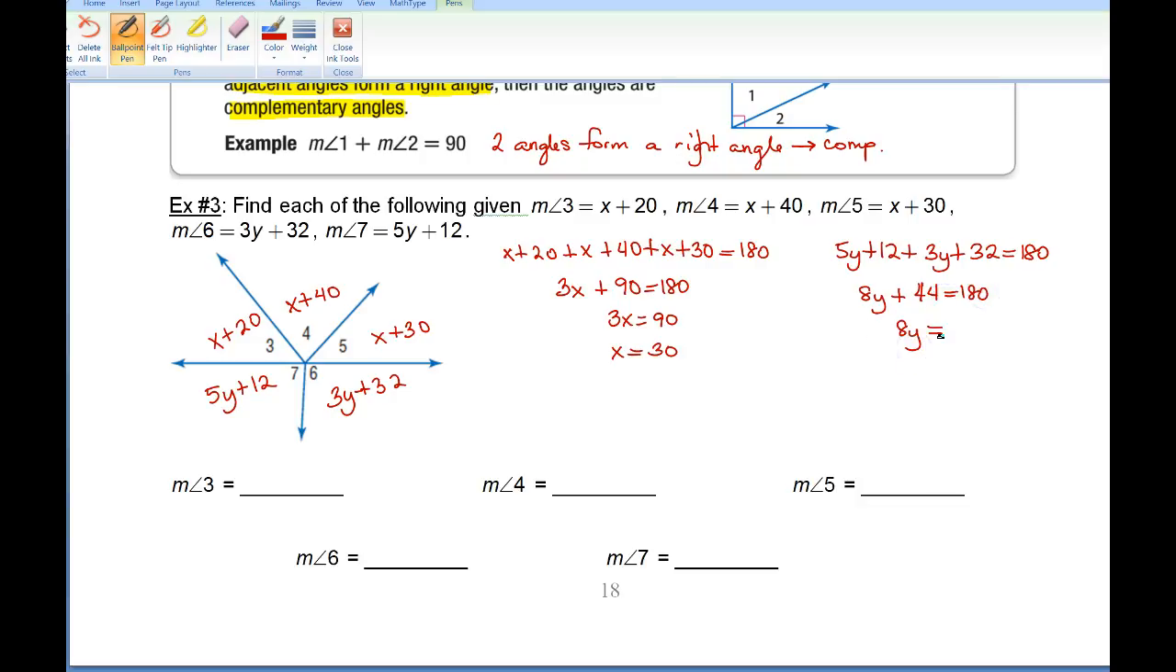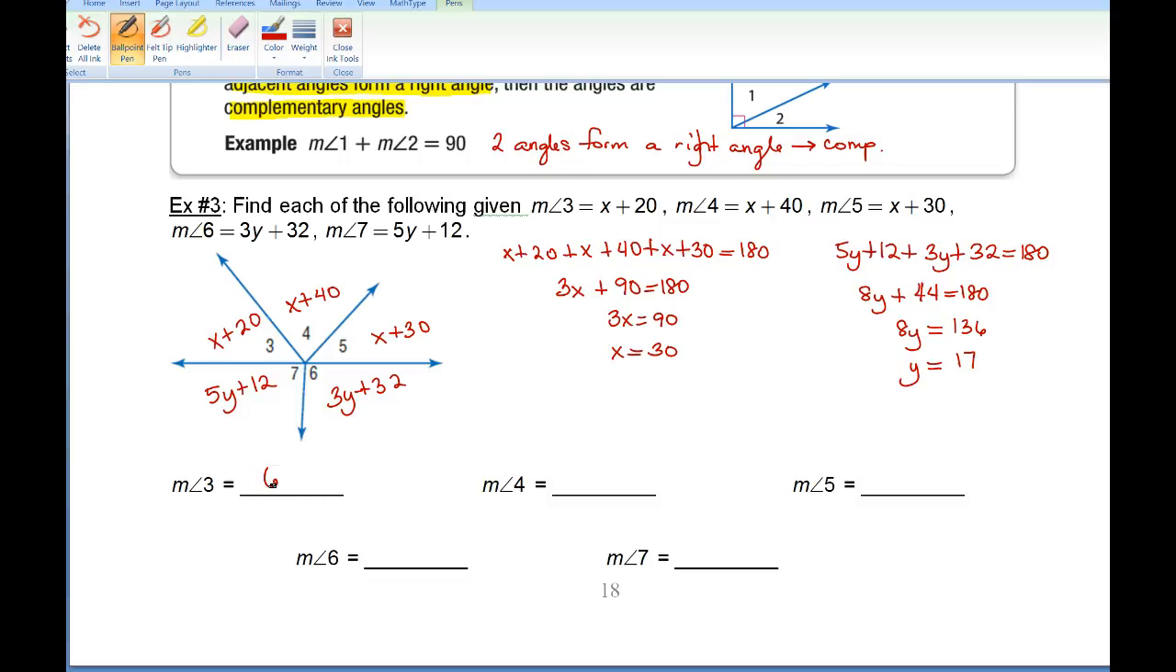8y equals, so y equals 17. Yes. Okay, so if I'm looking for angle 3, angle 4, angle 5, angle 6, angle 7, we just plug it back in. I'll just take a volunteer once you plug them all back in. You have it, Ella? For 3. Okay. What do you get?